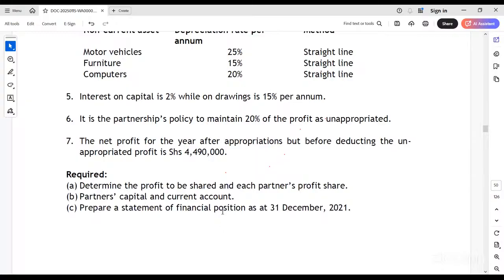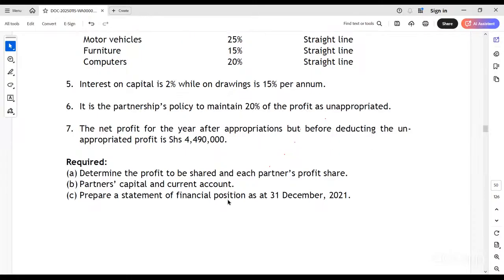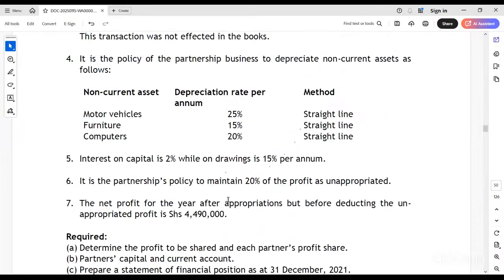Required to determine the profit to be shared and each partner's profit share, partner's capital and current accounts, then the statement of financial position. It's okay. Let us try to do this.